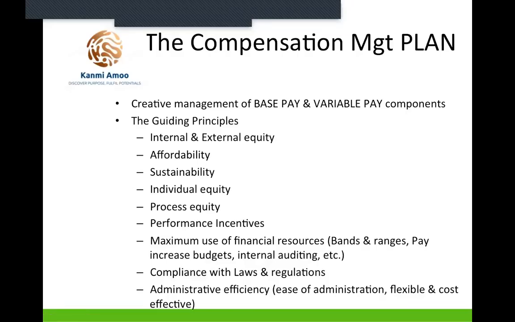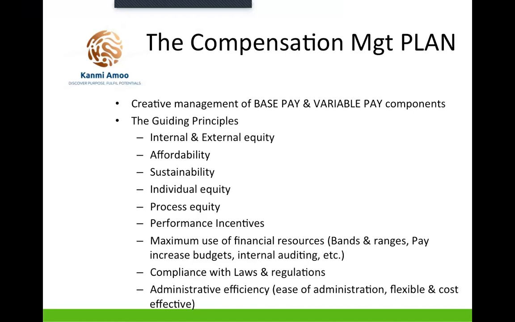What I call the compensation management plan. So how do we pattern and how do we structure it? I've told you that you must ingeniously manage both the base pay and the variable pay. There are several reasons why you do this. Sometimes it's for tax management, because if you don't manage your compensation very well, your staff may be well paid, more than competitor, but they may be going home with less than competition.